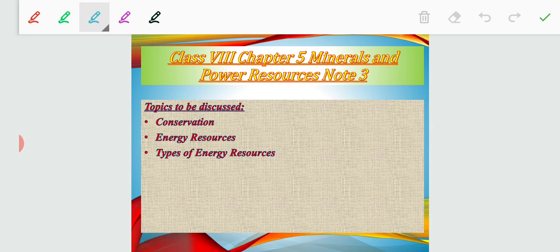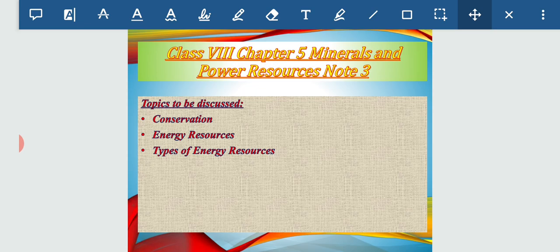Till the previous class we discussed different types of minerals, their uses, and their distribution. Today we will discuss why there is a need to conserve mineral resources, how we can conserve them, and then comes the topic of energy resources. What actually is an energy resource and what are its types? These are the topics listed for today's discussion. So let us proceed with the first topic.